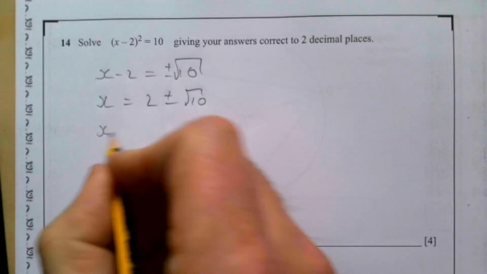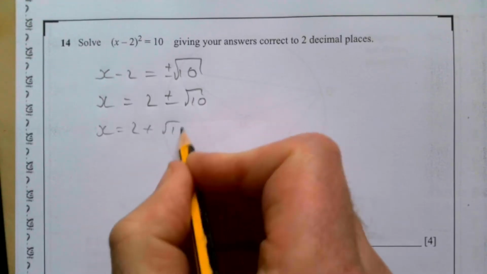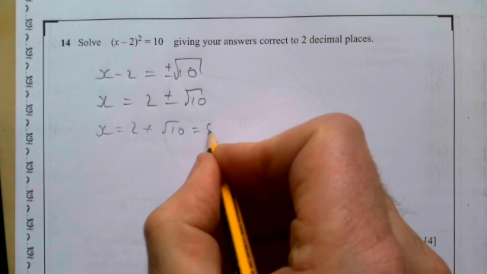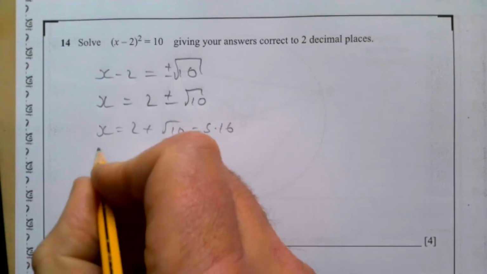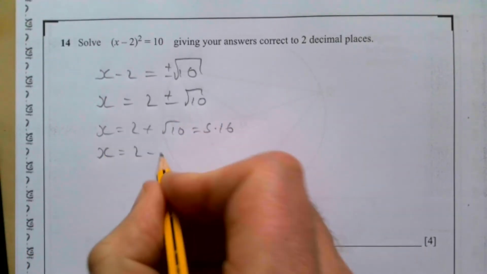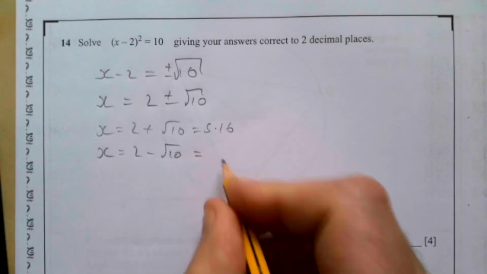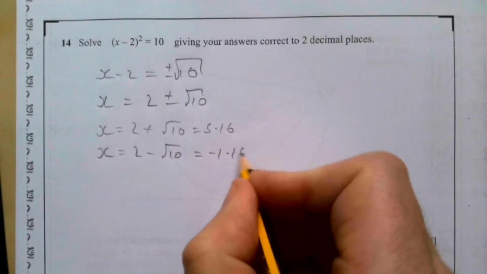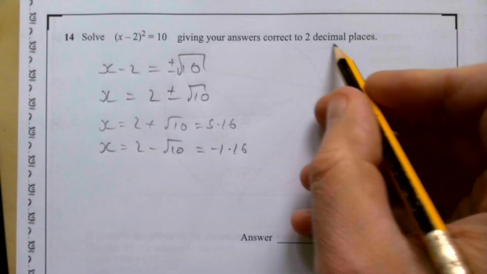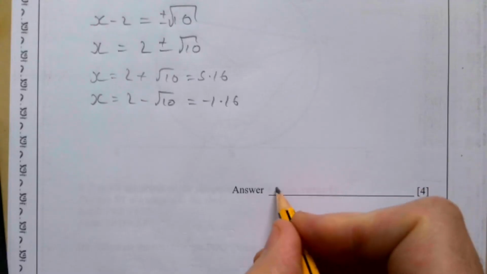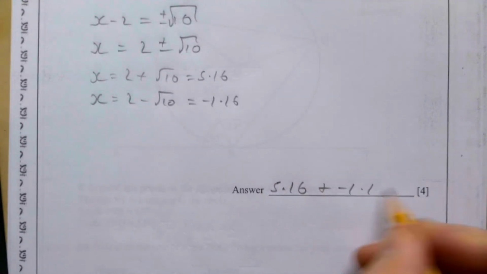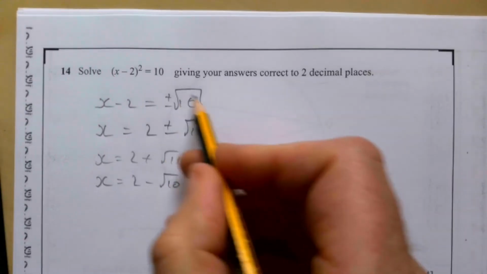So we have x is 2 plus root 10, and that gives us an answer of 5.16, or it gives us an answer of then 2 minus root 10, which gives an answer, again, you just type this into your calculator and you'll get minus 1.16. So giving your answer correct to two decimal places, that's what I've done. So 5.16 and minus 1.16.